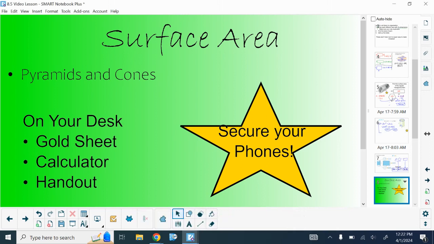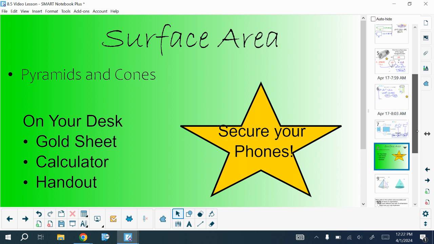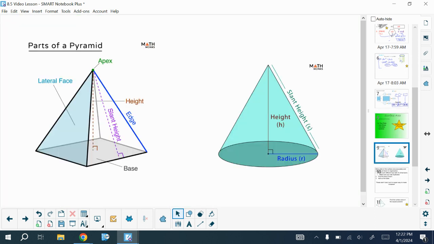Okay, welcome back. Today we've got surface area again. This time it's going to be pyramids and cones. So these are a little bit harder for a lot of people, but same basic idea here. Before we get started, these are some examples of kind of what pyramids or cones look like.